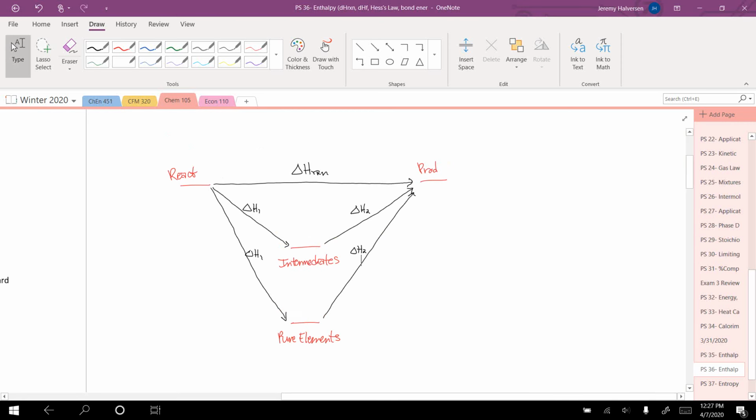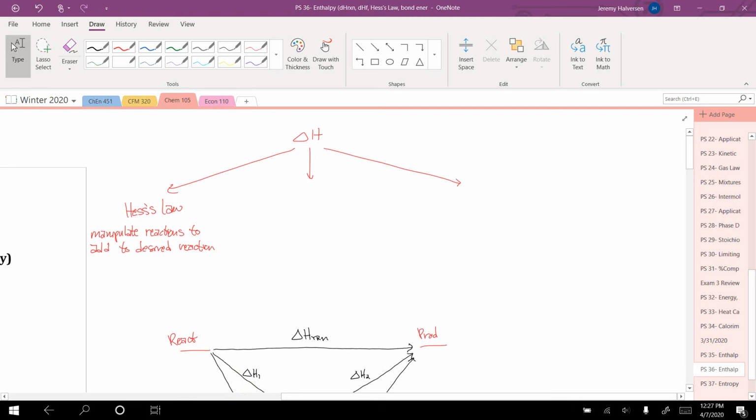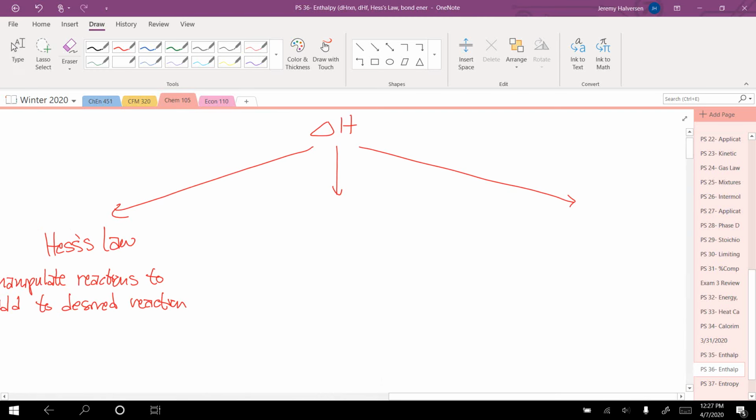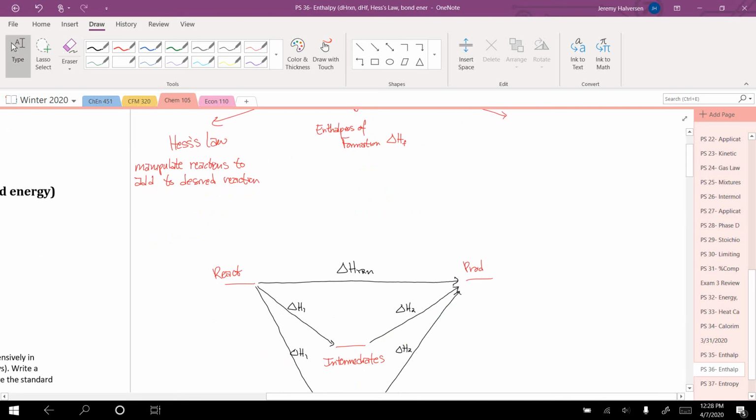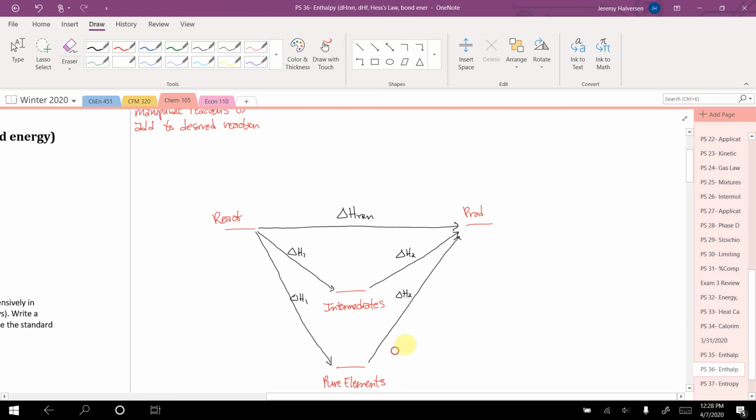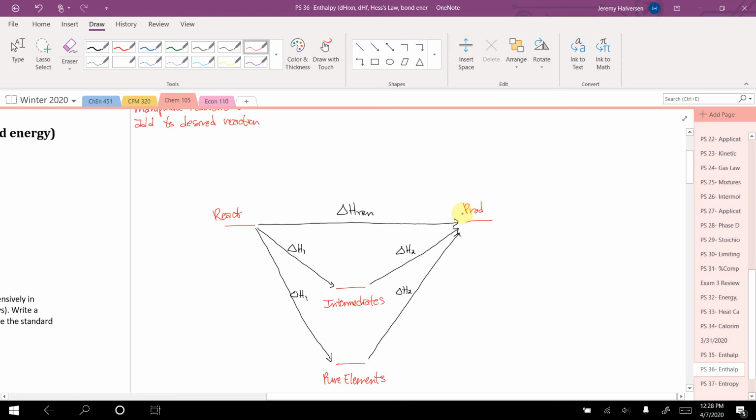The process of taking pure elements and making a product is called formation. And so I like to call this method using enthalpies of formation, which are delta H sub F. First, enthalpies of formation. We're going to talk more about what formation reactions are. But if we're trying to do enthalpies of formation, enthalpy of formation is the enthalpy to get from pure element to product.